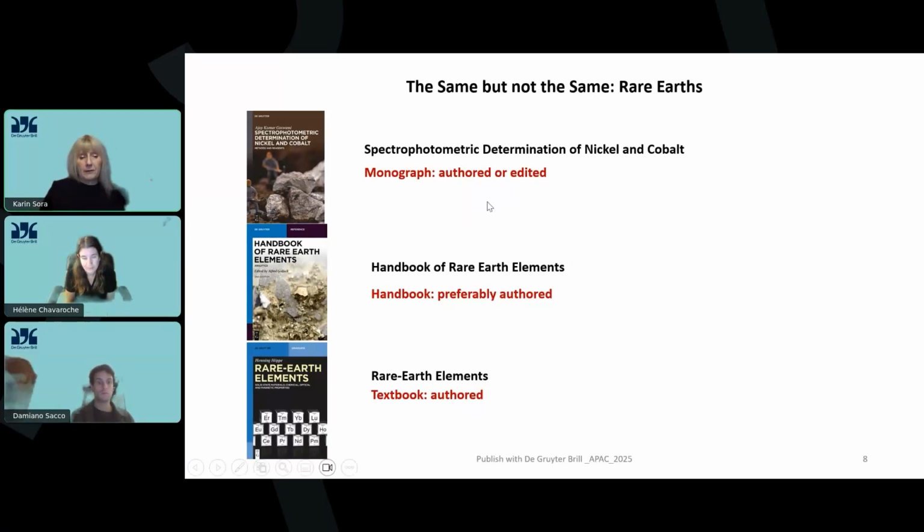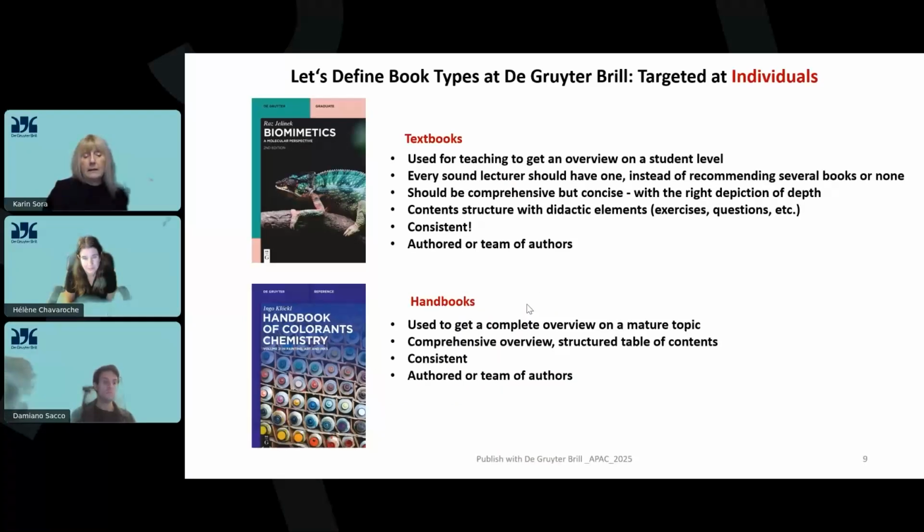Monographs can be authored or edited, and preferably the handbooks and the textbooks should be authored, either by one author or a team of authors. But for consistency matters, they should be authored. So, at De Gruyter Brill, we have the following formats.